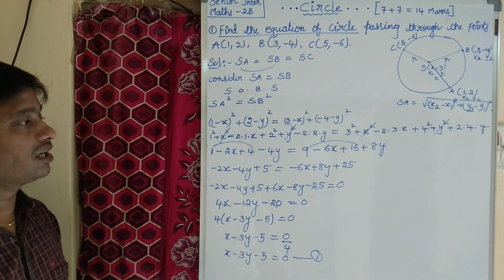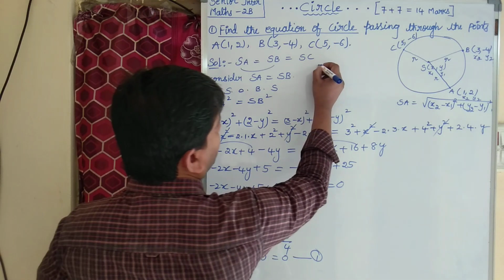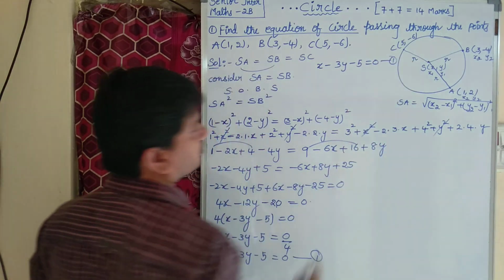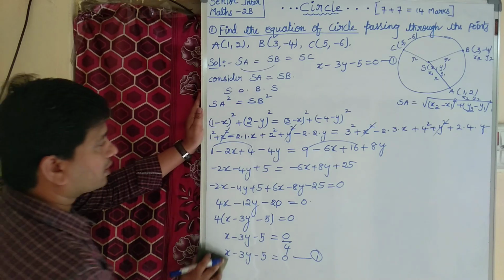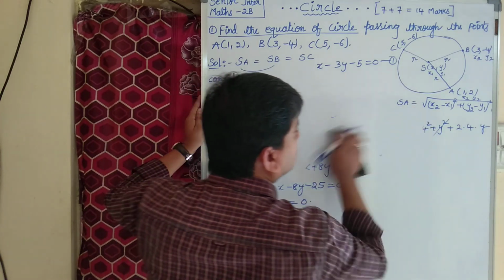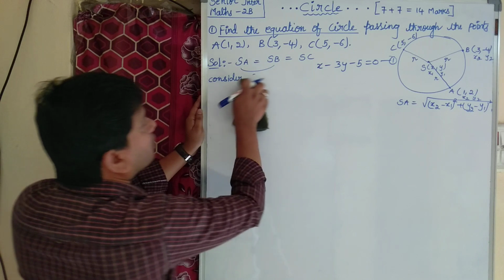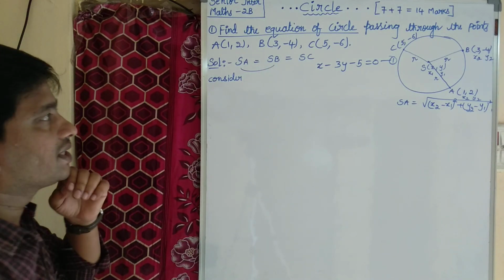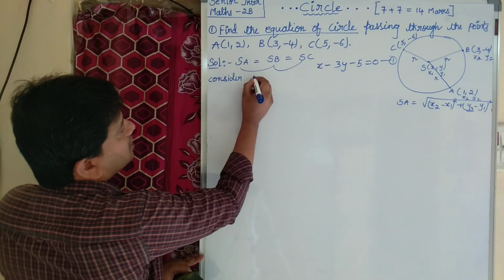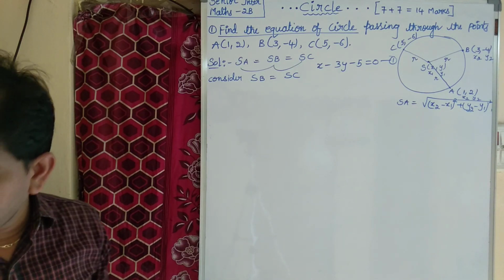Okay, now let us find equation number 2. Actually children, I don't have place, let me write equation number 1 here separately. x minus 3y minus 5 equal to 0. This is my equation number 1. Okay, now let me rub that. So now what we will do, let us consider either SA and SB or SB and SC. So I want to consider SB and SC. Okay children, SB and SC.